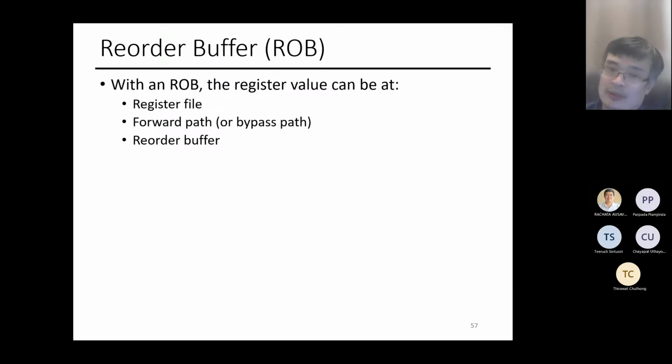But generally, when you have the reorder buffer, your input to your ALU, basically the register value, can be, before the reorder buffer, either in the register file or the forward path, when you have data forwarding. But now you can also have a future version of your value in the reorder buffer. So this is the new thing coming in. Again, you might be a little bit confused right now. We'll go through some example to make it clear.